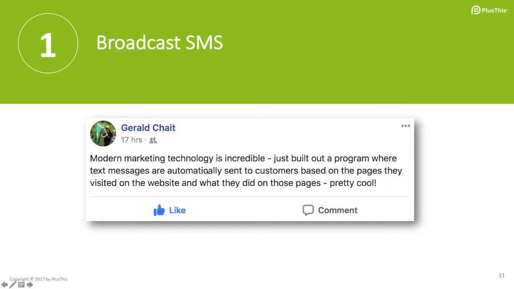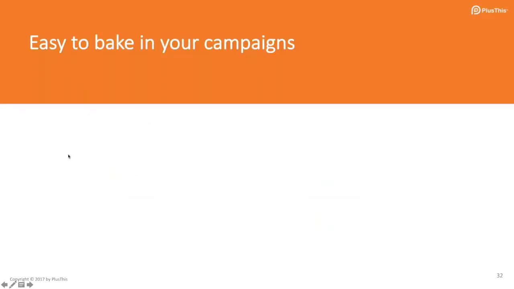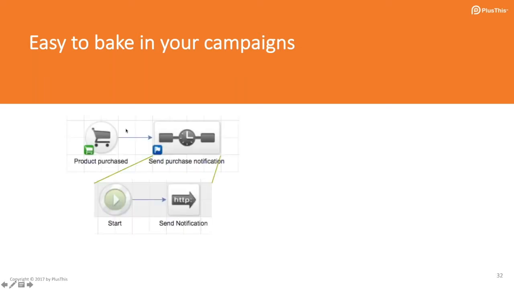Being able to target SMS messages based on what people did on your website is pretty awesome. I love it. So I want to show you how you actually set these up in your campaigns. How easy is it to do a notification like this? Because that was the main thing you wanted to be able to do.